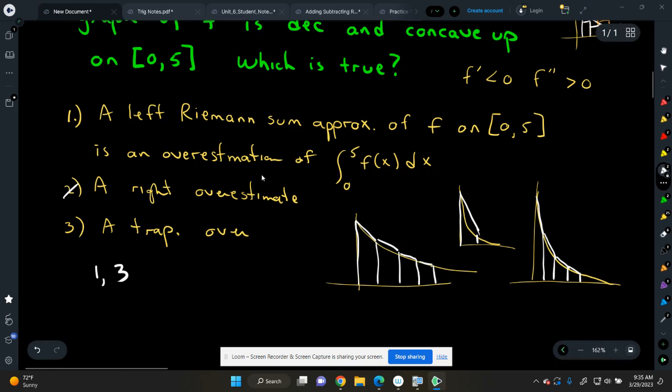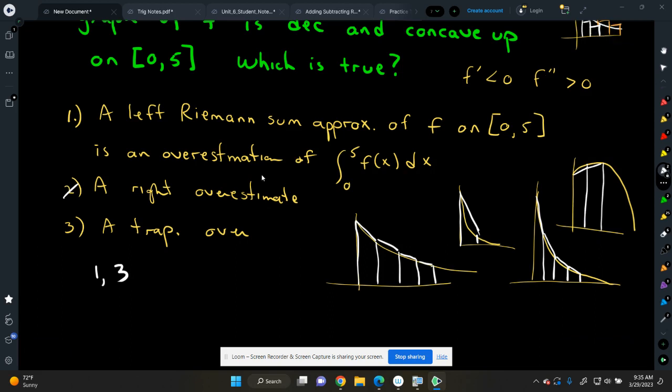If you're still not sure about the trapezoid, sometimes think about the opposite of that. Let's draw one that's doing that. Now let's draw our trapezoids. Look at that trapezoid. That is clearly an underestimation. So that kind of solidifies the fact that it's an overestimation when it's concave up. Okay? Questions on that one?